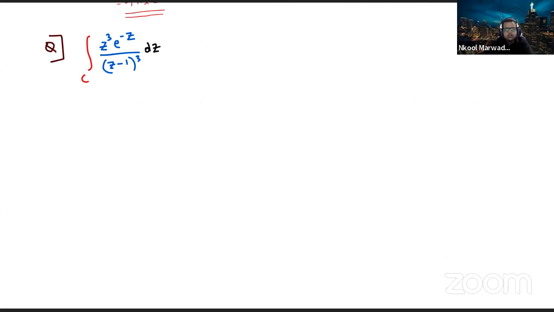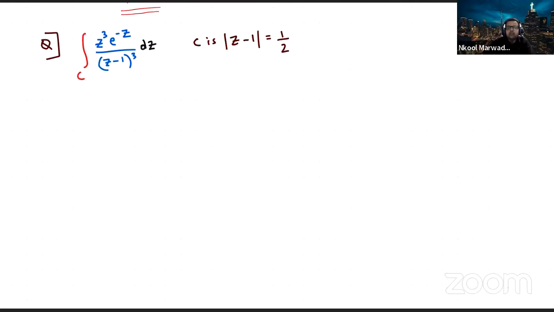And here C is mod of z minus 1 is equal to 1 by 2. So the contour equation is given. You can visualize it. Mod of z minus 1 is equal to half. It means we have a circle with the center at 1 and half as the radius.